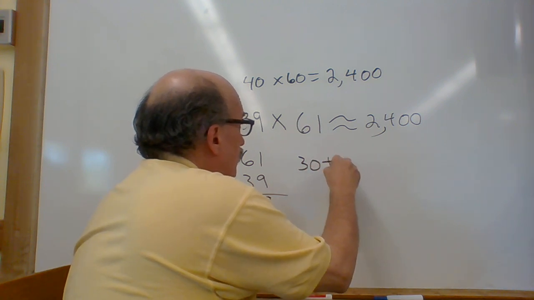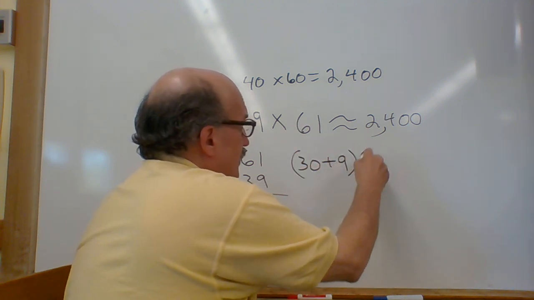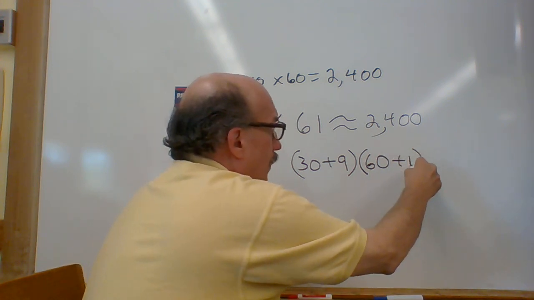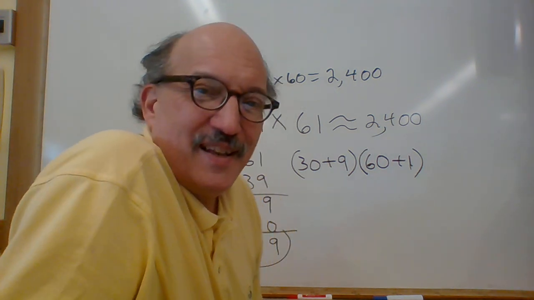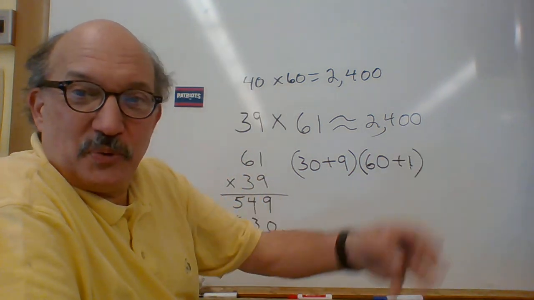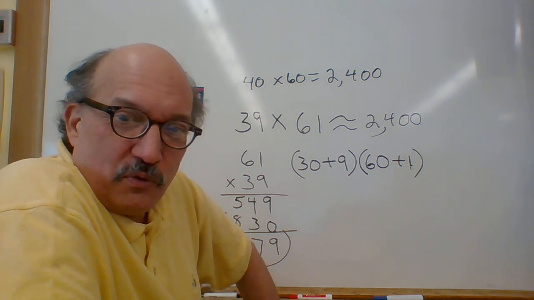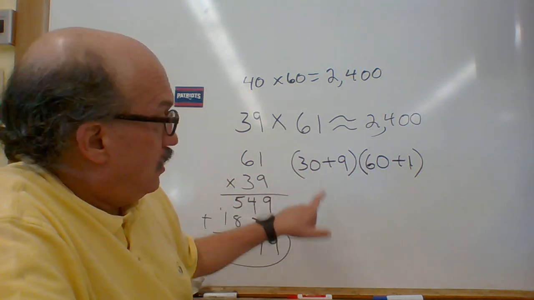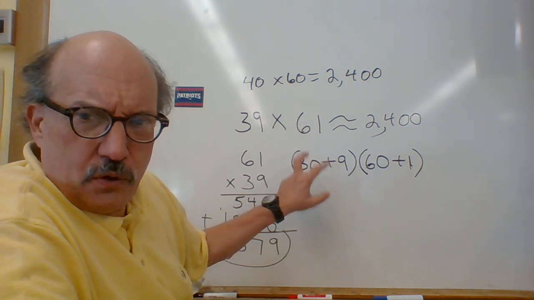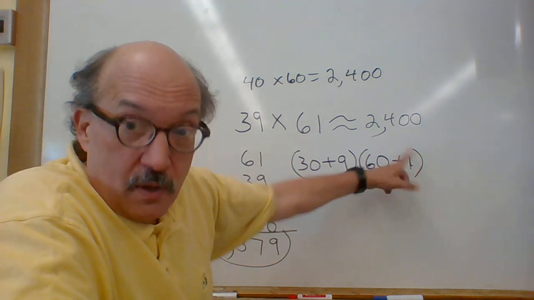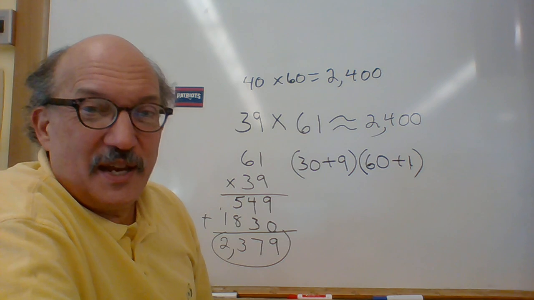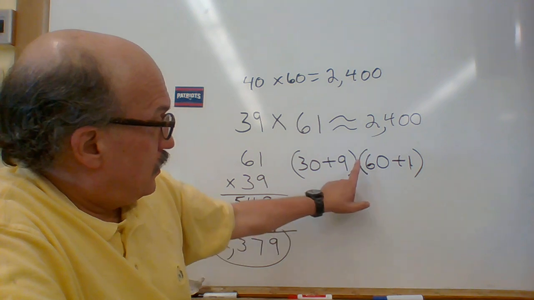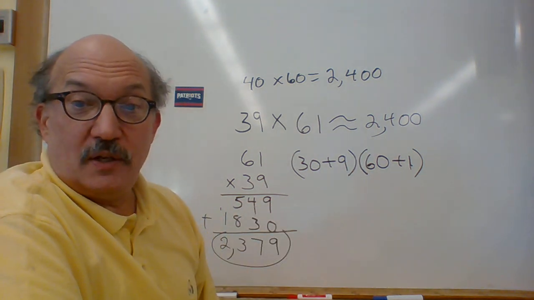30 plus 9 times 60 plus 1. Here's another example, and I wish I had a graduating 8th grader with me who just went through a high school Algebra 1 course. I would ask that student, do you ever have two numbers added together in parentheses times another parentheses with two numbers added together? And the 8th grader would say, oh yeah, we do that all the time. It's true, they do. The parentheses are right next to each other, so it's multiplication.